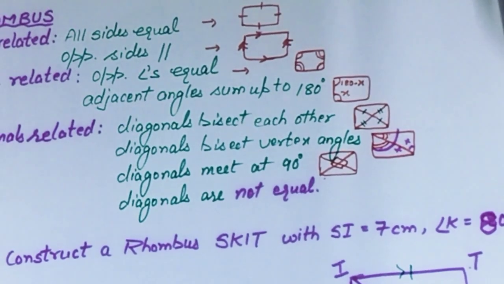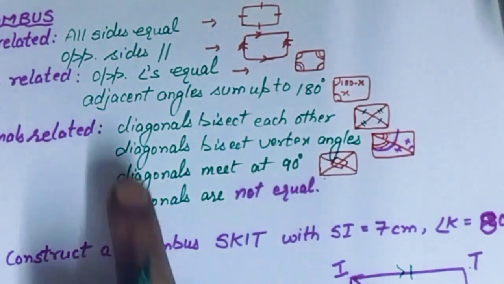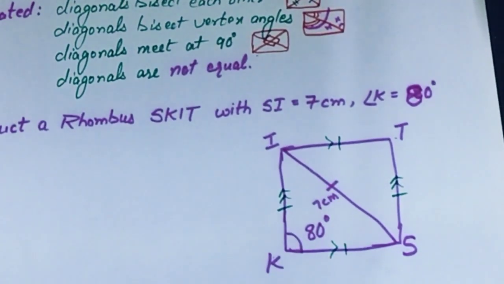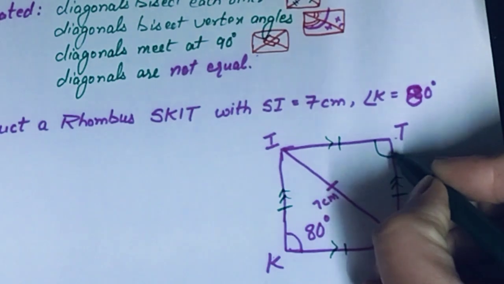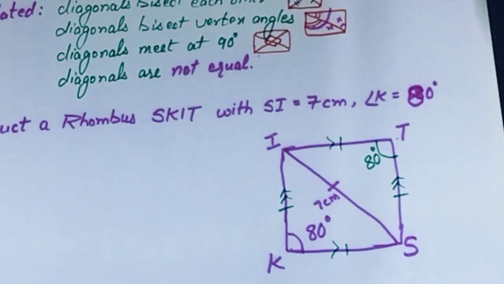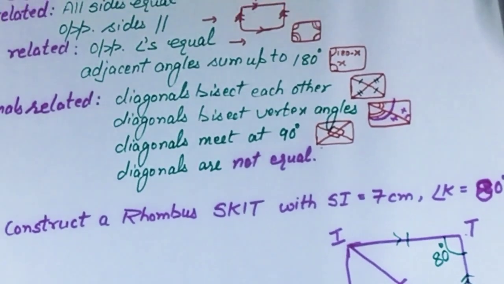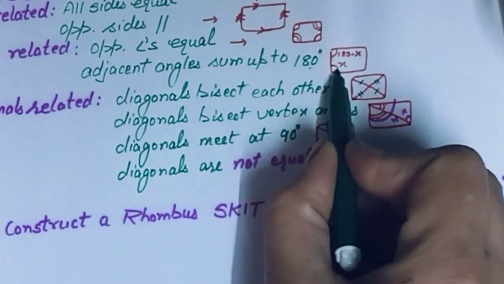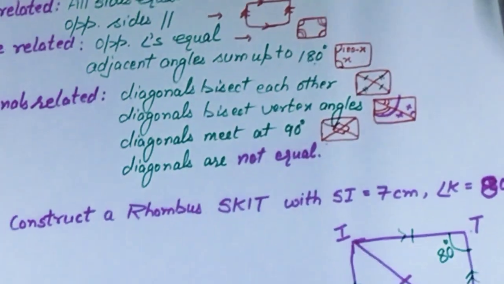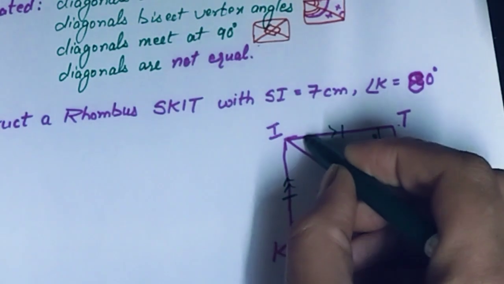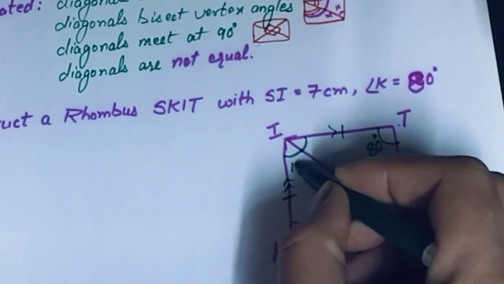Now next, opposite angles are equal. So in this picture, one of the angles is 80 and the angle opposite to it is also 80. So opposite angles are equal. We have labeled it. Now adjacent angles sum up to 180 degrees. If this is x, this is going to be 180 minus x. So in the picture, if this is 80, this full angle is going to be 100.